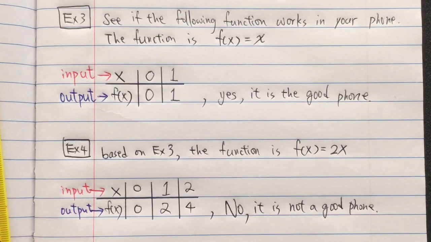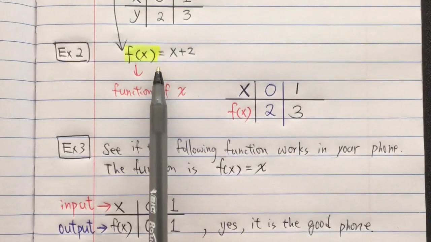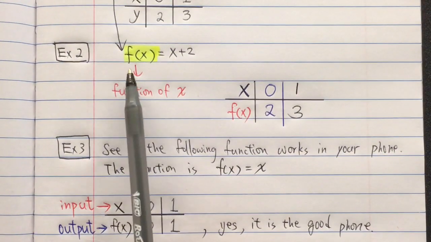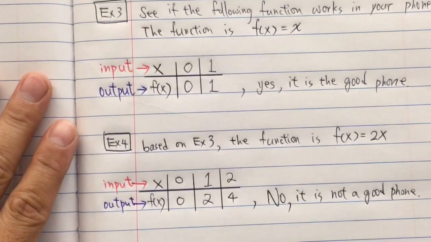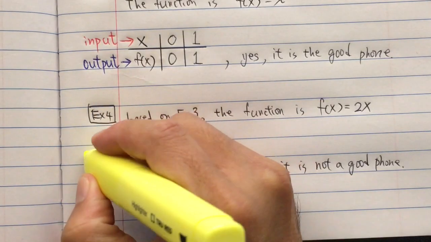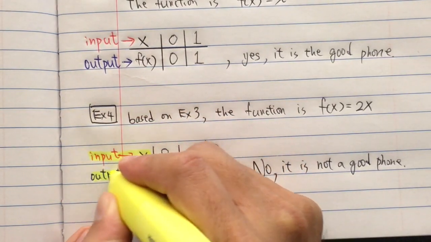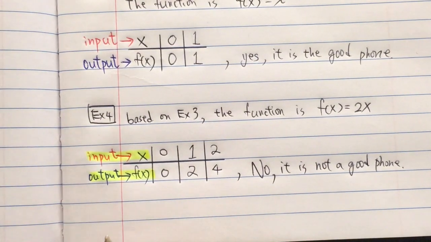So this is about the function. Basically, remember the input and output. Here again, x is the input, and y is the output. Please highlight this: remember, input is x, output is f of x. You get it?